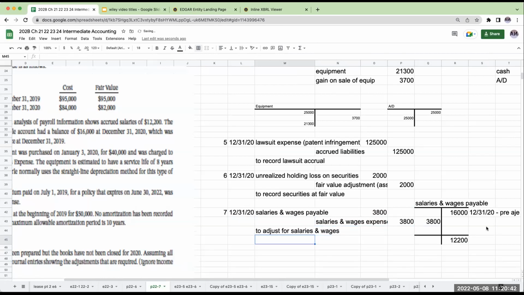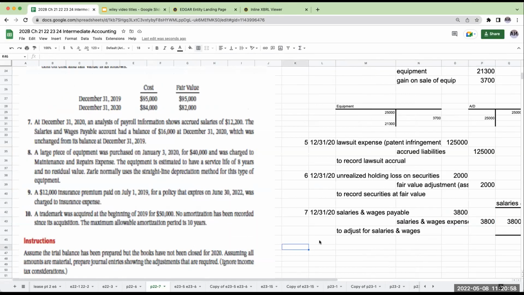Okay, so because the liability was at 16,000, but the liability should only be at 12,200. This is how we would go through and record liabilities or with credits. But in this particular case, I have to reduce my liability, so I'm going to reduce my salaries and wages expense. Okay, right over here, number 8.